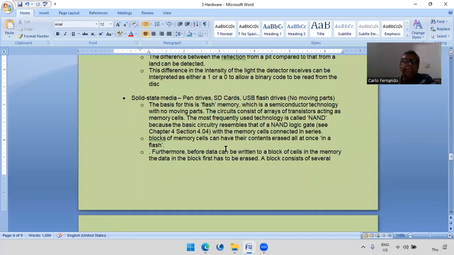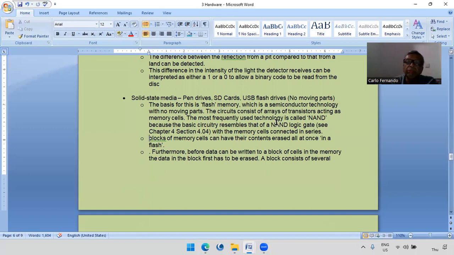Then comes solid state media. Pen drives, SD cards, USB flash drives, no moving parts. The basis for this is flash memory. It's solid state media, flash technology, flash memory, which is a semiconductor technology with no moving parts. Big difference from the magnetic and laser or optical. No moving parts here. The other two have moving parts.